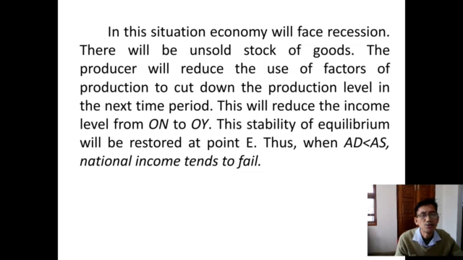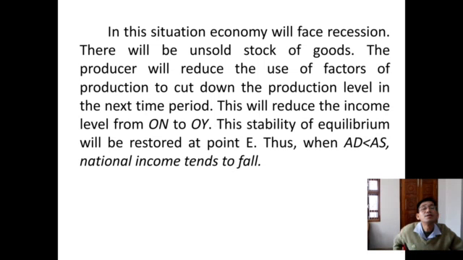This stability of equilibrium will be restored at point E. Point E is restored, so it becomes stable, we know. Thus, when aggregate demand is less than aggregate supply, national income tends to fall.